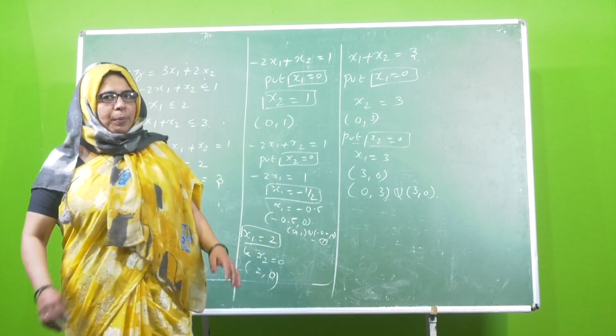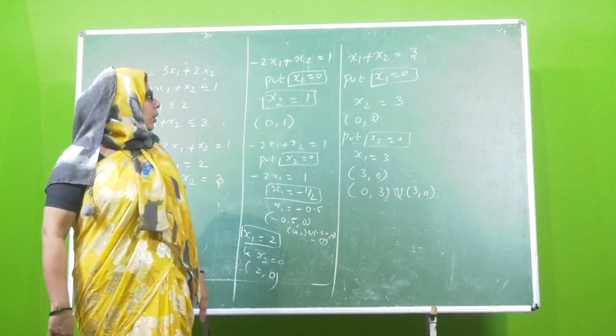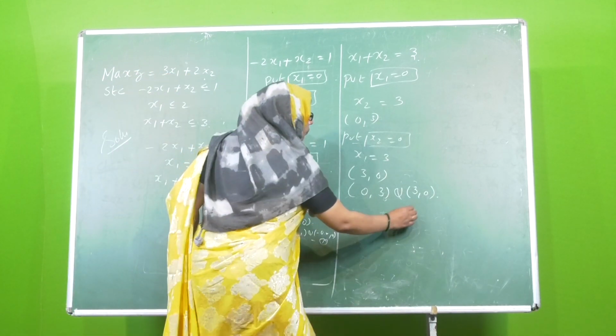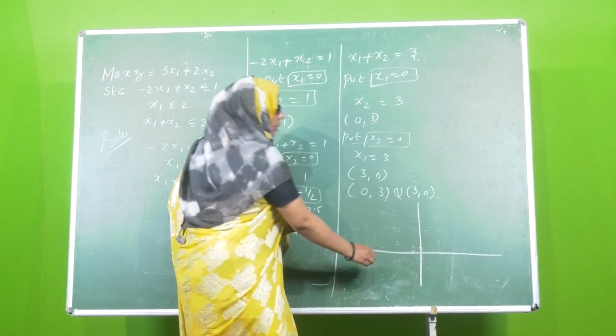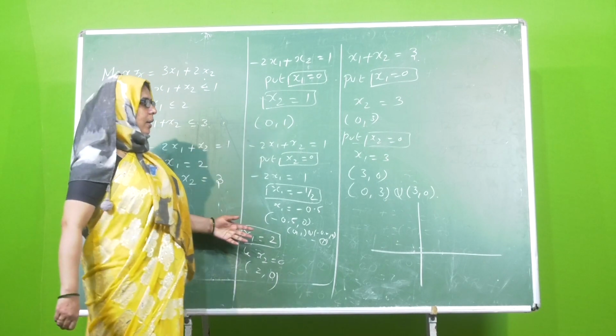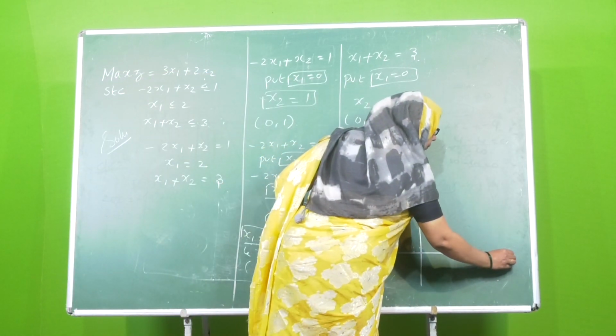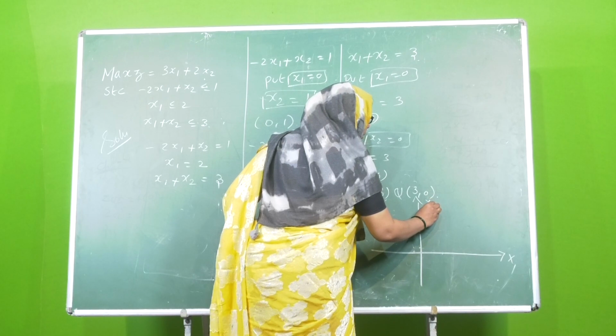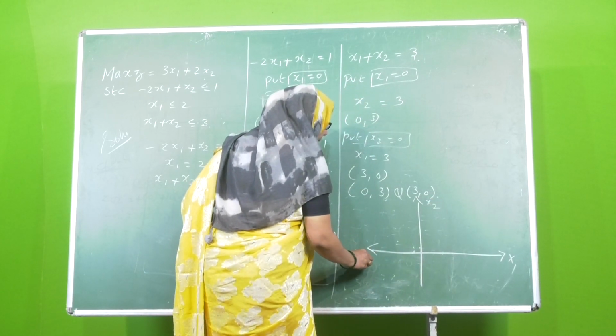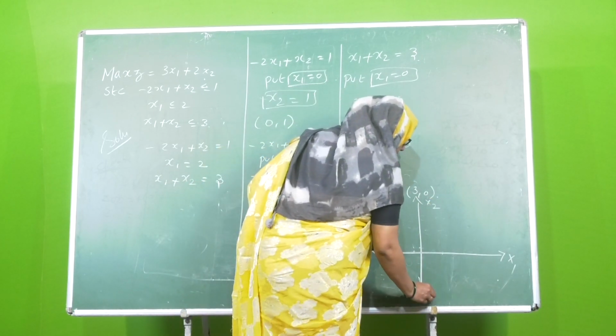So now we are going to make a graph, plot the graph. Okay, here the x-axis, x1 axis and x2 axis, x1, x2, here x2 dash, x1 dash.